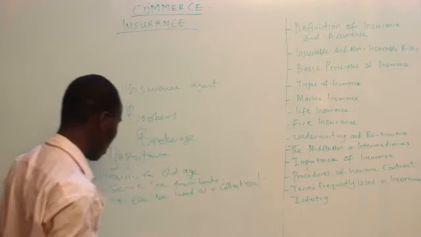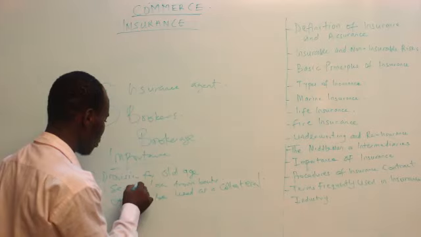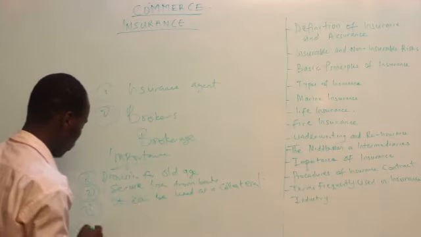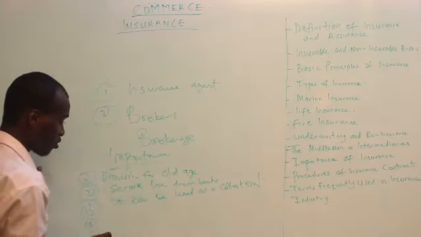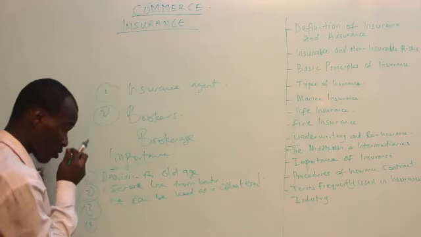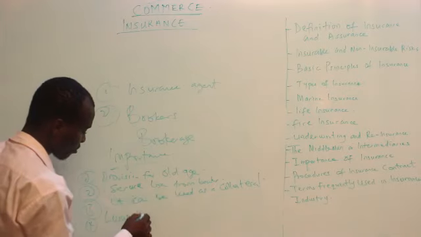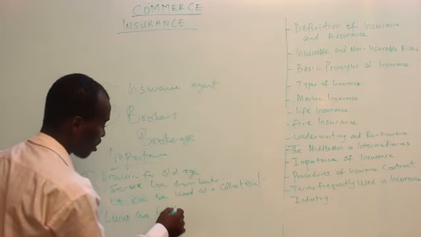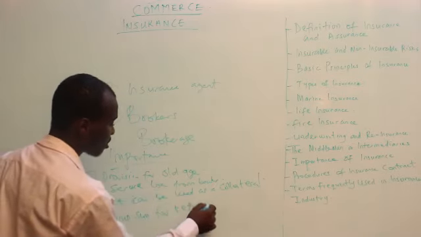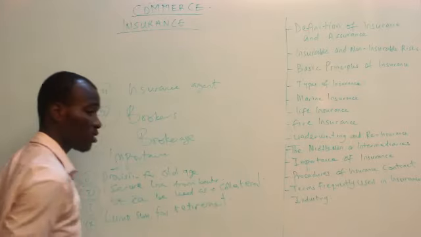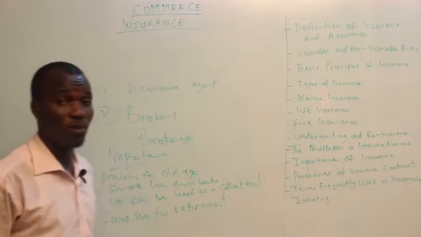So it can be used as a collateral. You can use that to secure a loan, and also to provide for retirement. It also enables us to have a lump sum for retirement. So telling a person about having a lump sum for retirement.